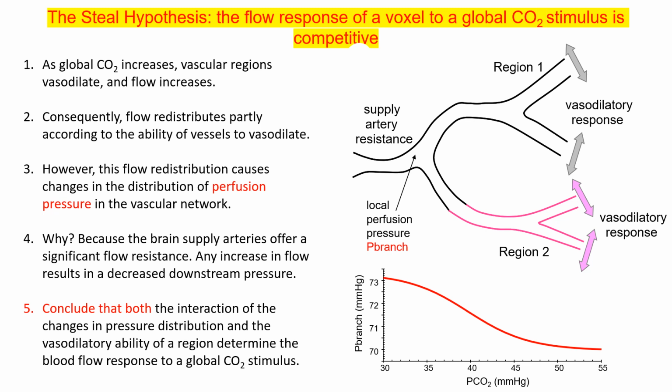However, this flow redistribution causes changes in the distribution of perfusion pressures in the vascular network. Why? Because the brain's supply arteries offer a significant flow resistance. Any increase in global flow results in a decreased downstream pressure. We therefore conclude that both the interaction of the changes in pressure distribution and the vasodilatory ability of a region determine the blood flow response in that region to a global carbon dioxide stimulus.